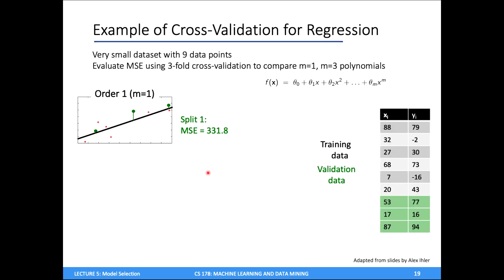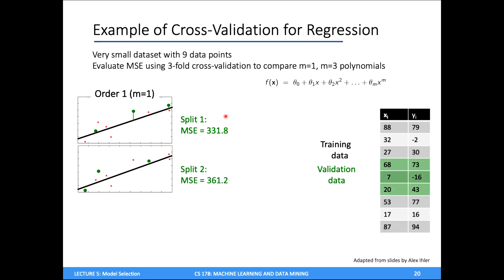Okay, let's see an example. So let's say we're doing cross-validation for regression, where we have a tiny data set with only 9 data points. And what we'd like to do is compare a degree 1 polynomial, so a linear regression model, with a degree 3 polynomial model. Here's my training data on the right-hand side. So the gray is the training split for cross-validation. The green is the validation split for cross-validation. So you should see it's a third of our data. On the first split, we train on the gray data points and evaluate on the green data points. And the evaluation on the green data points gives us an MSE of like 330.